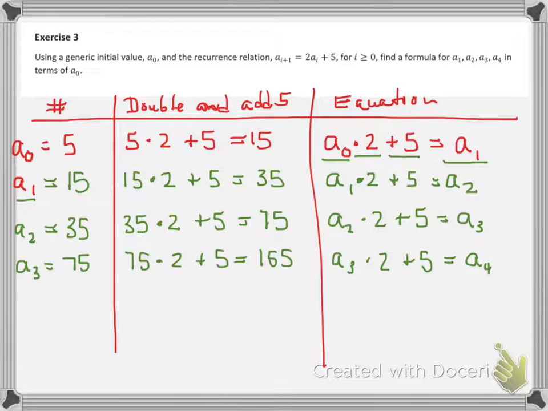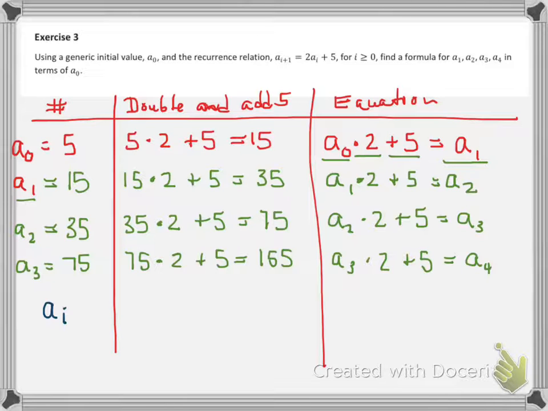Would be good to just write an equation that would stand for any number that we chose. So let's see if we can do that. Well, we need an initial number, and it could be anything. It could be 5, it could be 10, it could be 18, it could be 7, it could be anything. So what we're going to do is we're going to use A sub I for our initial number.